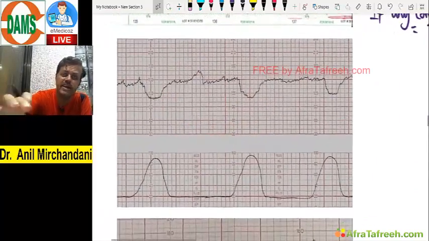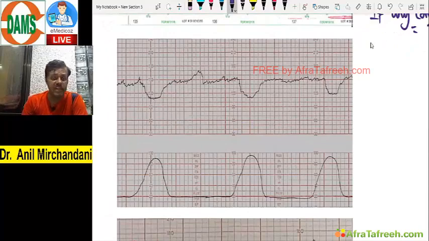Then fetal monitoring in labor, you will get pictures like this. Patient is in labor, let's say the same patient.